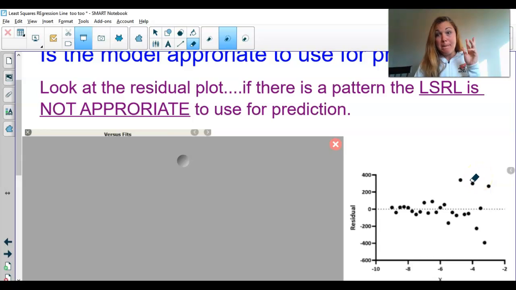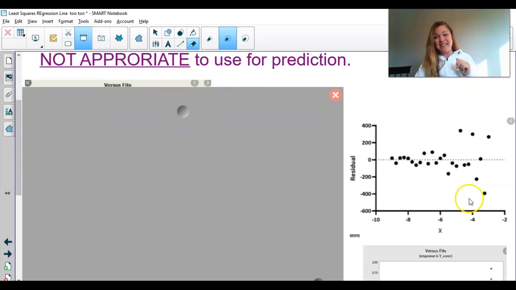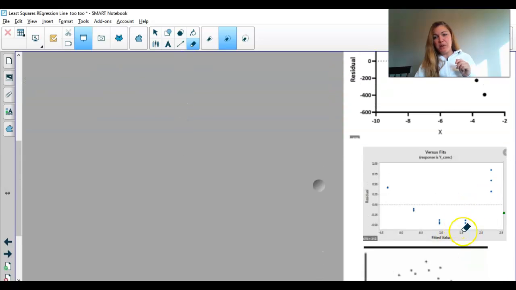Let's look at another pattern in statistics. Here's a residual plot. Hopefully you're noticing there's a U here. That's considered a pattern in statistics. If you were asked, for this data set, is the least squares regression line appropriate for prediction? You would say no. Why? Because there's a pattern in the residual plot.